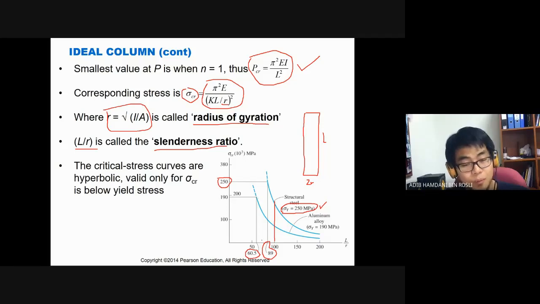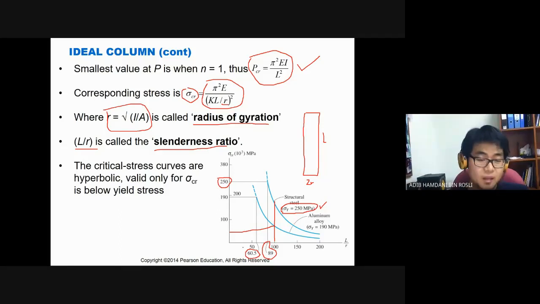Okay, what does it mean by that? For instance, for this aluminum alloy, the second curve, if the design has a slenderness ratio of 100, the critical buckling stress will be, for instance, 60 or 50, which is less than 190. Again, it means that in this case, with this higher L over r than this 60.5, the aluminum alloy column will buckle first, not yield first.